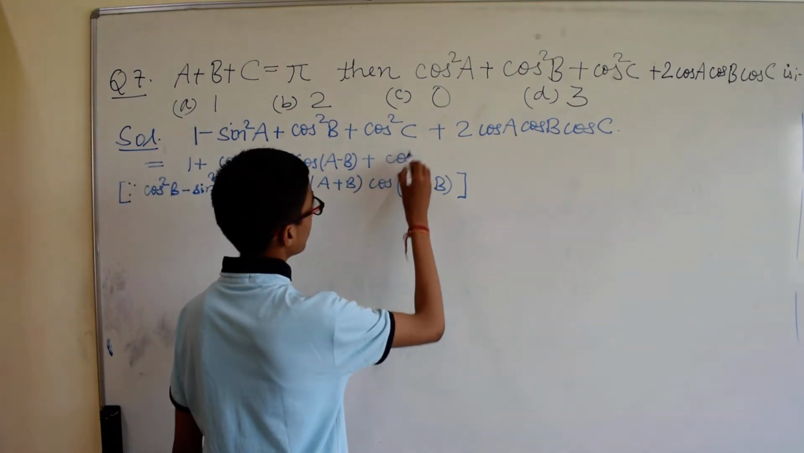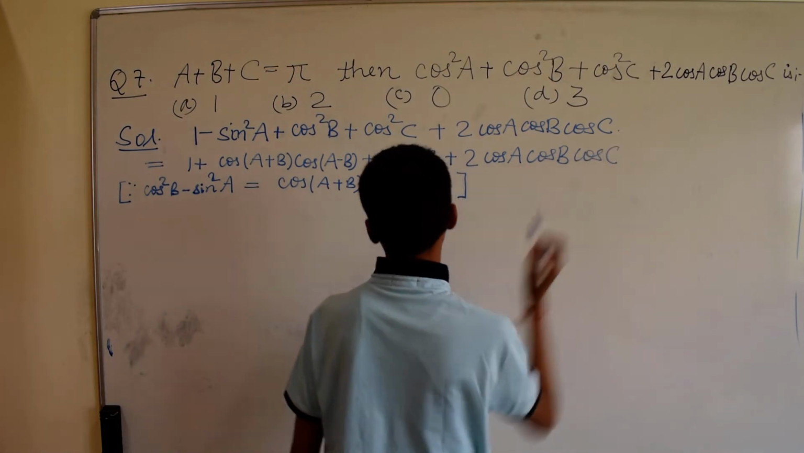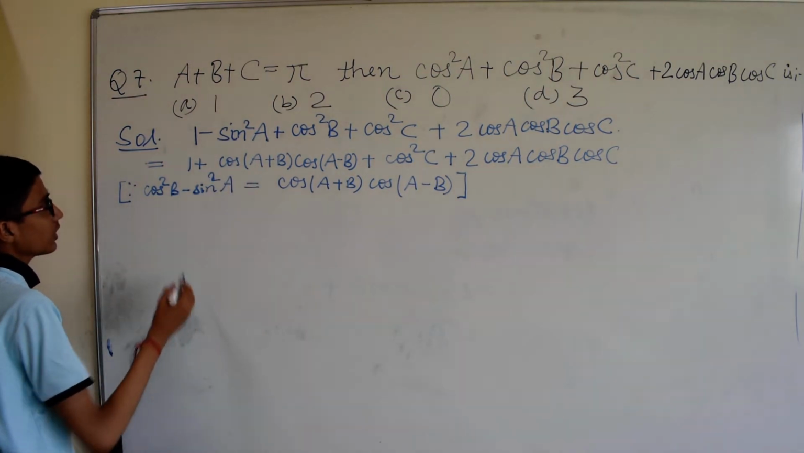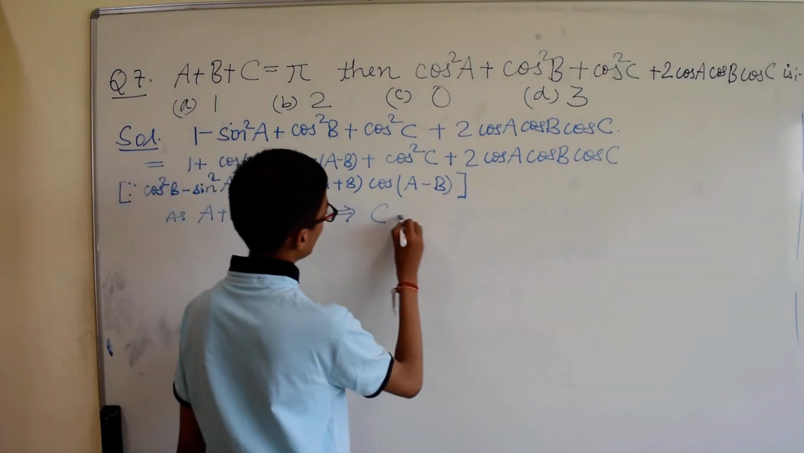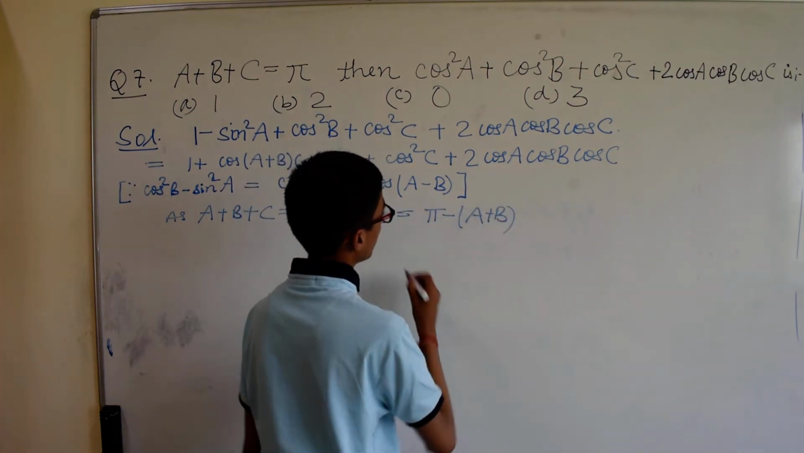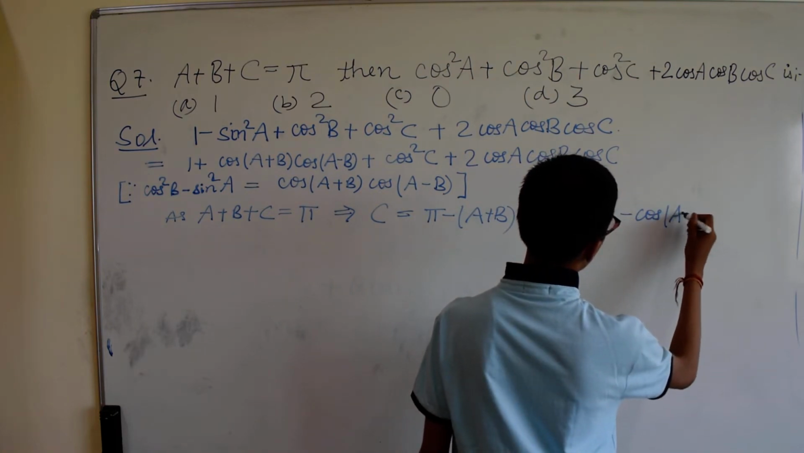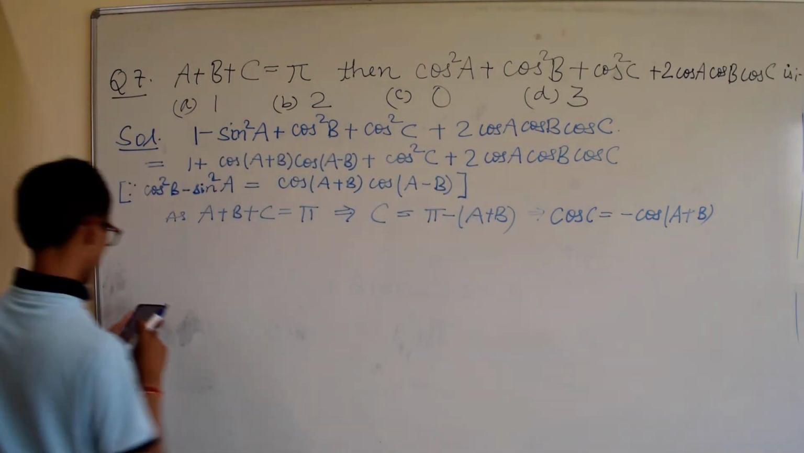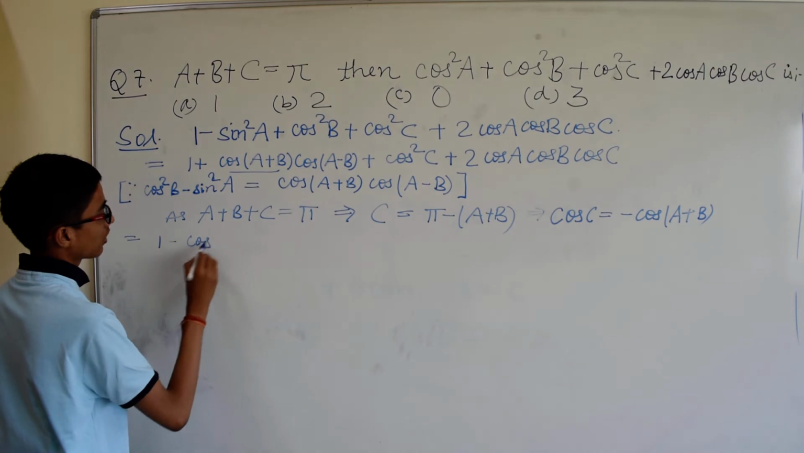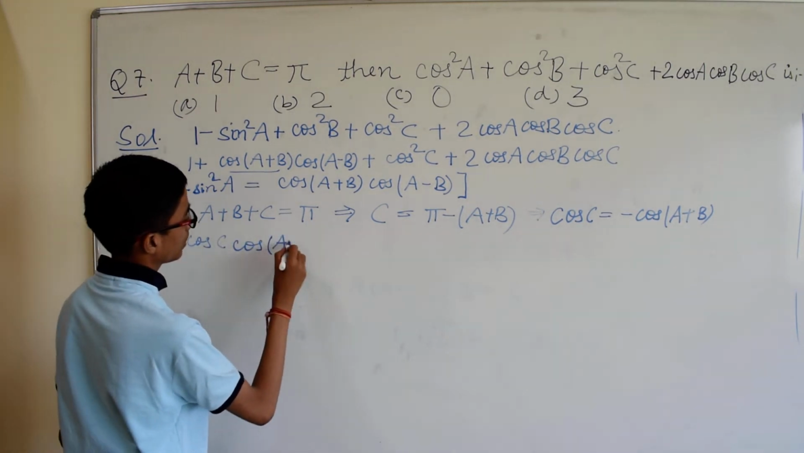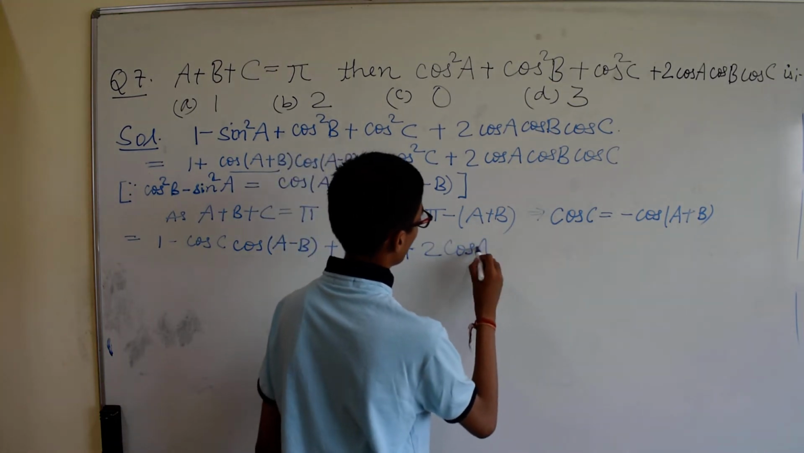plus cos square C plus 2 cos A cos B cos C. As we know that A plus B plus C equals pi, which implies C equals pi minus A plus B. So cos C will be minus of cos A plus B. So in this term, cos A plus B, replace it with minus cos C. So 1 minus cos C times cos A minus B plus cos square C plus 2 cos A cos B cos C.